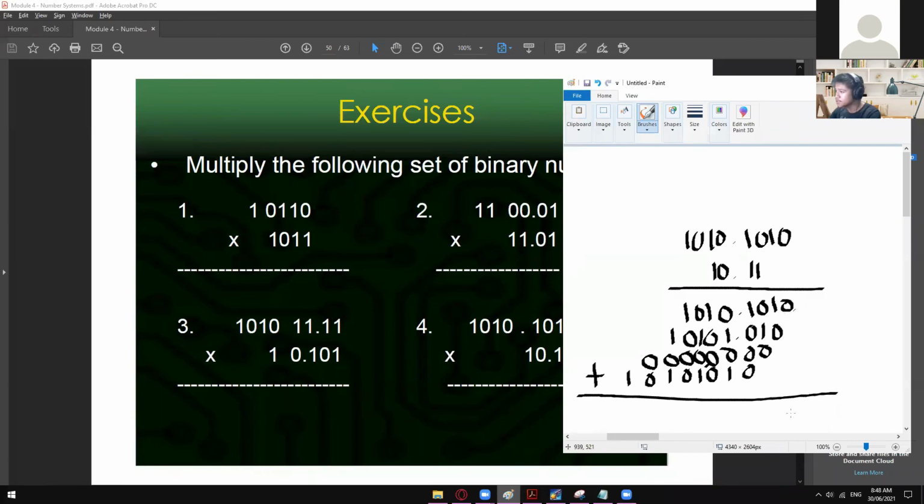Okay, so 0 is still 0, and then 1 plus 0 is 1. And then 0 plus 1 plus 0 is 1. 3 zeros plus 1 is 1. 1 plus 1 is 10, so carry 1, bring down 0. 1 plus 1 is 10, carry 1, bring down 0. 1 plus 1 is 11, carry 1, bring down 1. 1 plus 1 is 10, carry 1, bring down 0. 1 plus 1 is 11, carry 1, bring down 1. 1 plus 2 zeros is 1, and then bring down that 1.